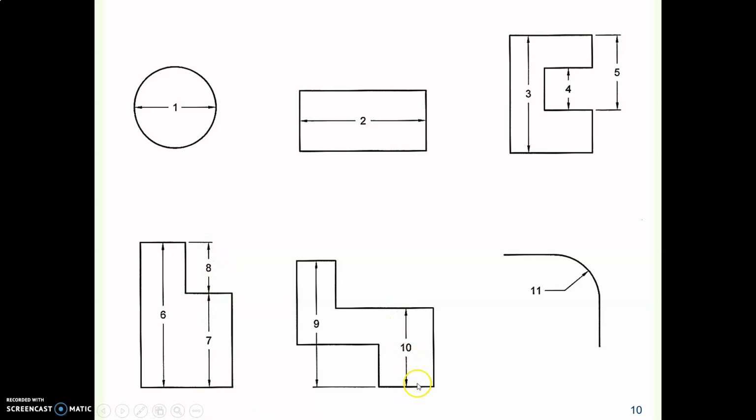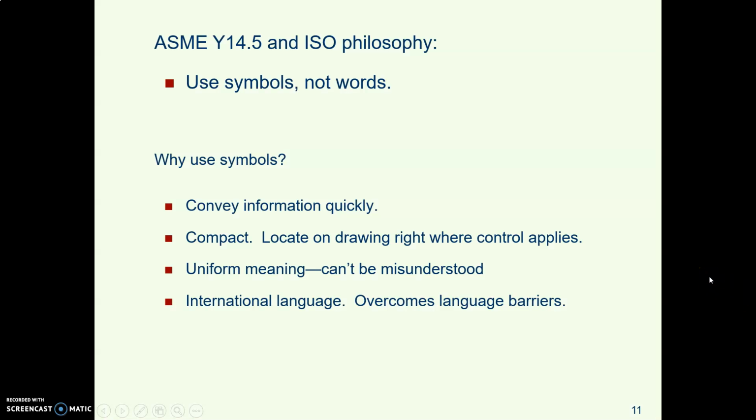10 is a feature of size, but 9 is not, because those are not opposing elements. They're offset, and the only way to get a caliper on that is to kind of tip it, and that's not good. So 9 is not, but 10 is. And 11, the radius, is not. I don't have an angle in here, but an angle is not either.